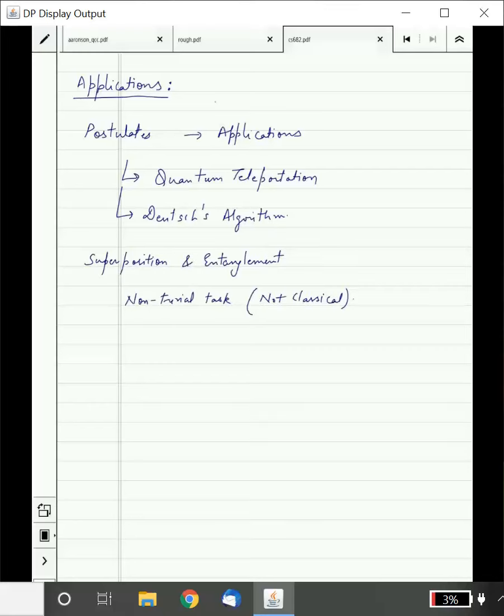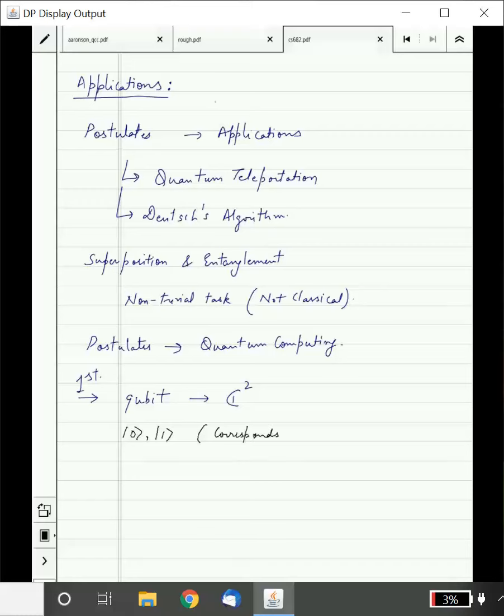Before we dive into the applications, let's just see how the postulates affect the setting of quantum computing. This is just to remind you of what we have learned till now. The first postulate tells us that the simplest element of our system is a qubit. This qubit will have a state space of C square. Let's say it has two basis elements, 0 and 1. This corresponds to 0, 1 in the classical setting.